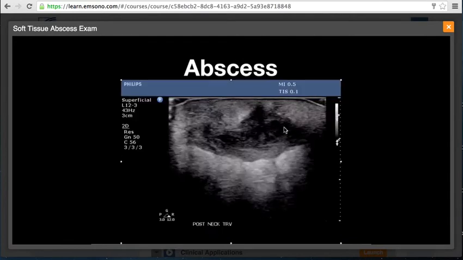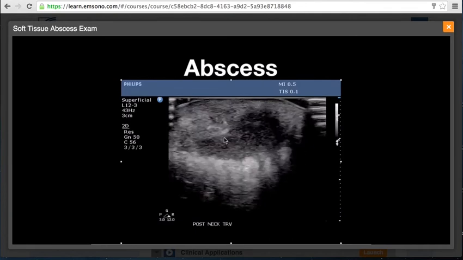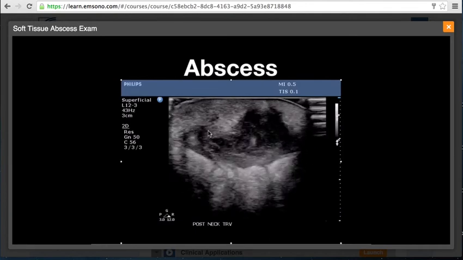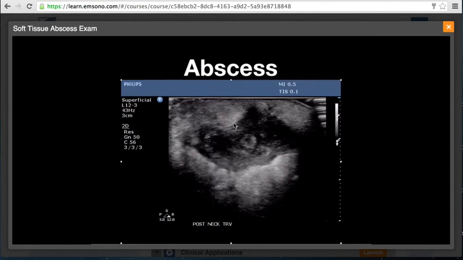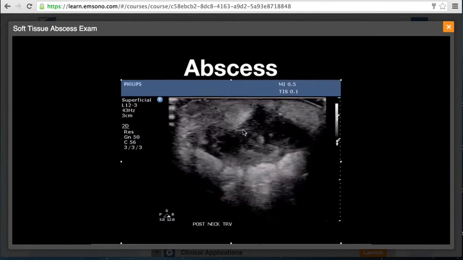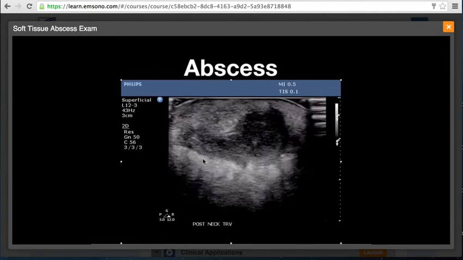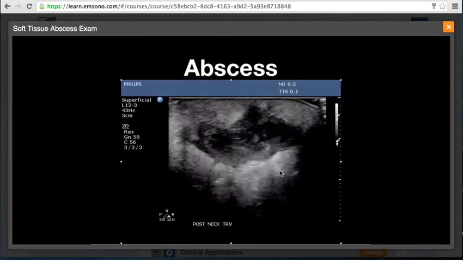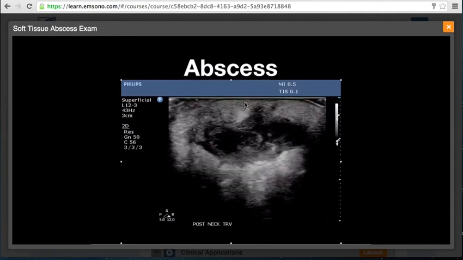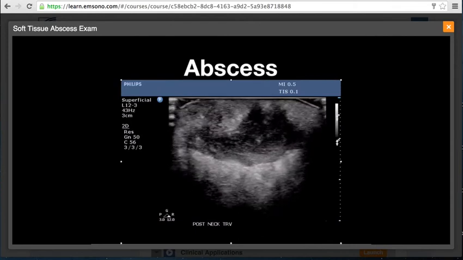Here's a transverse scan of a patient's posterior neck. Here you can see that there is a subcutaneous abscess. You see this complex fluid collection here. With compression, there's internal swirling of the contents. Note that you're able to follow the base posteriorly, so this is a confined subcutaneous abscess.